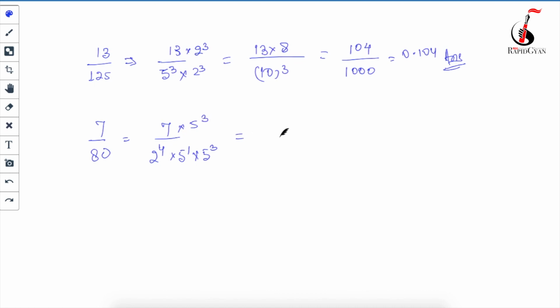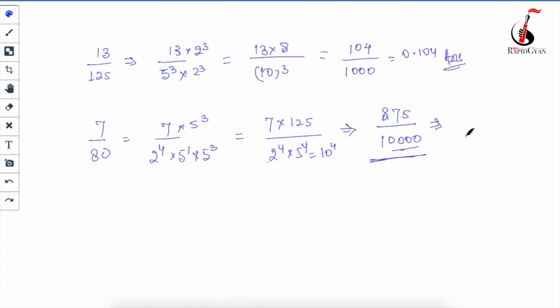And 5 cube. So which will give me beta 7 times 125 upon 2 to the power 4 multiplied by 5 to the power 4. So this will become 10 to the power 4 beta. And 125 times 7 is 875. So 875 divided by 10 to the power 4, which means 10,000. Okay, so what will be your answer? There are 4 zeros and in the numerator there are only 3 digits. So what will be your answer? 0.0875. That's your answer.